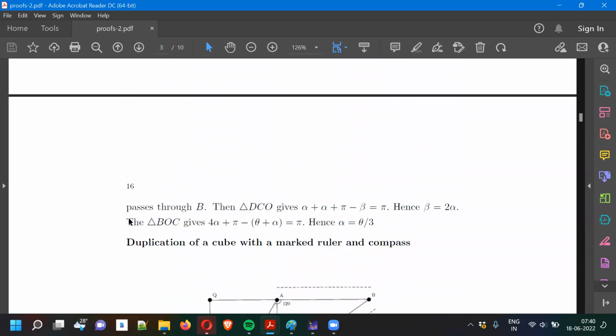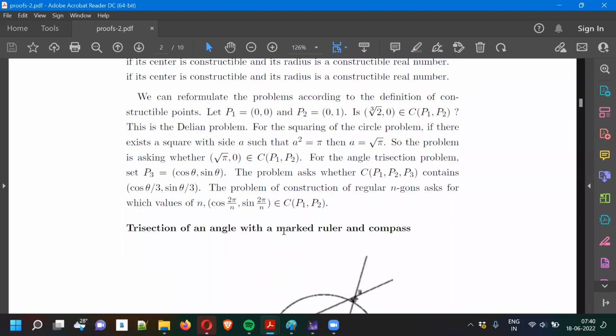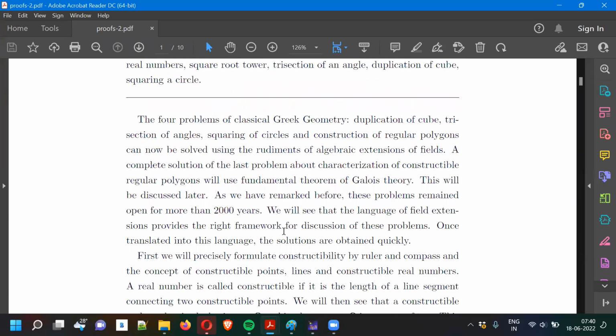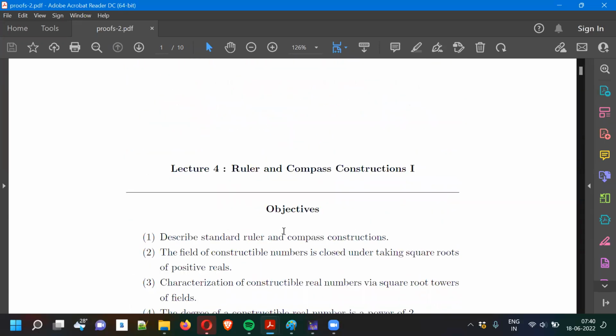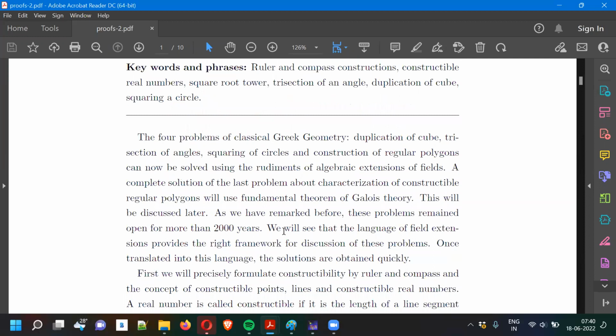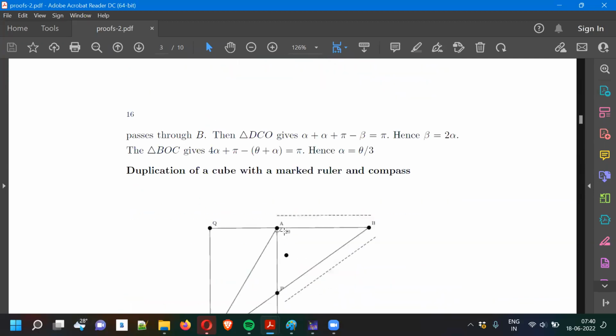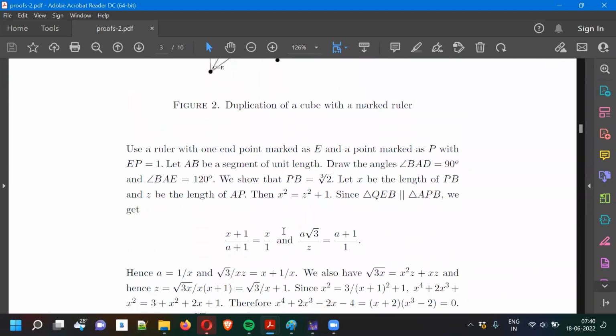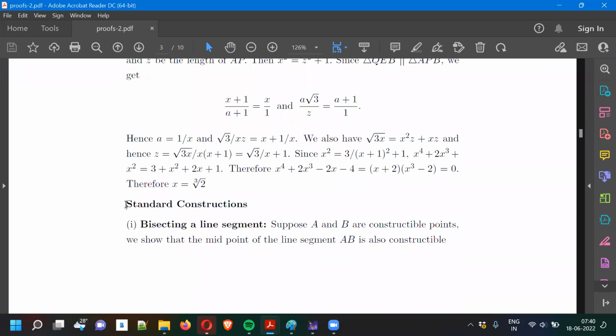Okay, forget everything else. There are many other complicated ruler compass constructions which are given here. You don't have to bother about any of these things. Okay, this is more advanced stuff. We are not doing that. We are only looking at basic ruler compass constructions. So straight away go to page number 3, and at the end, you will have this line called standard constructions. These are the standard constructions which you did during school. Okay, so just revise them.